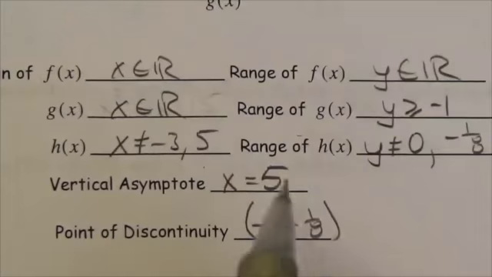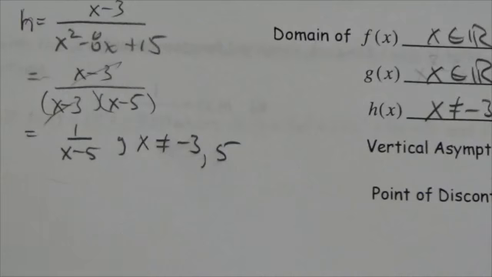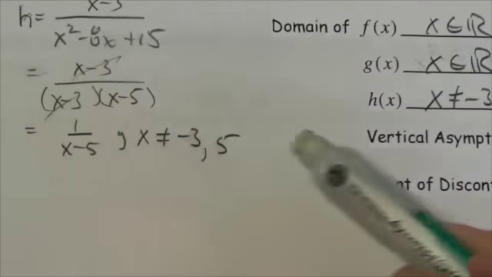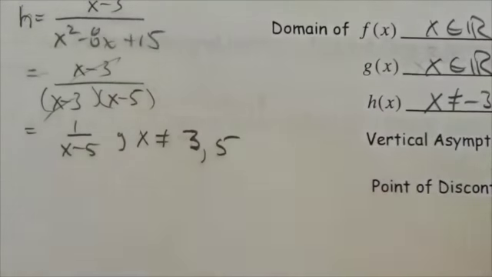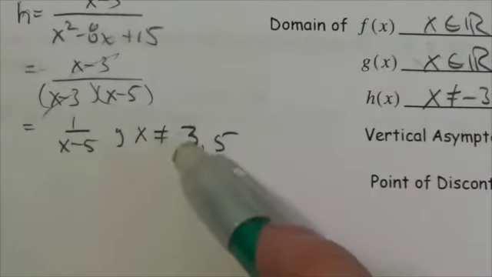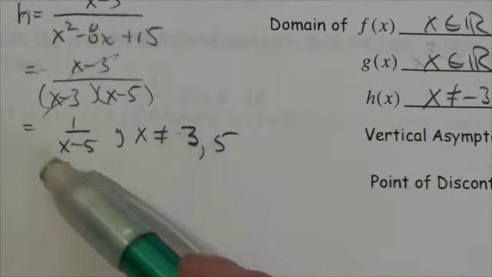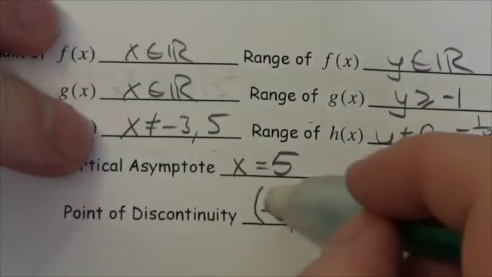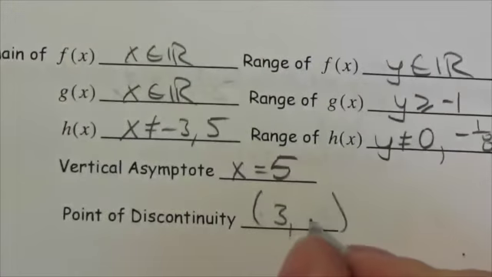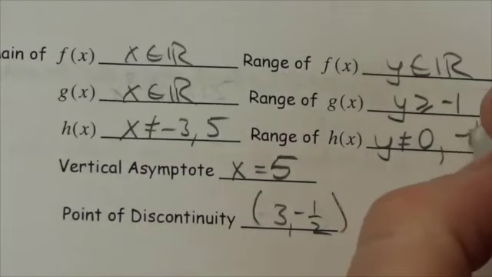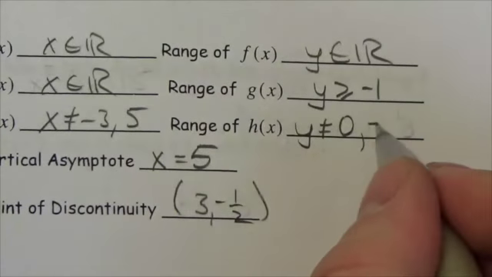Now, I screwed this up. I made a little sign error, which is very easy to do here, apparently. When x minus 3 cancels with x minus 3, the restriction here is positive 3. Now we come over here. If we plug positive 3 into this, it's going to be 1 over 3 minus 5. Well, that's negative 2. So this point should actually be 3 comma negative 1/2. Up here, for our range, this is going to be negative 1/2.